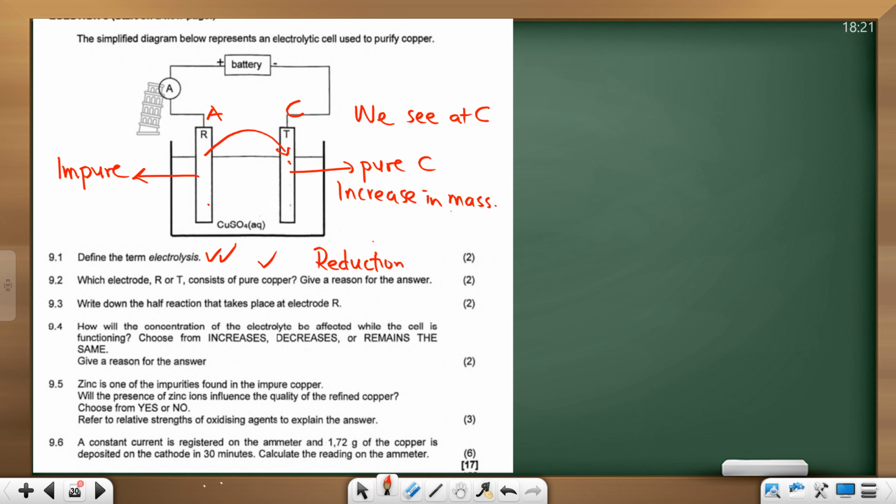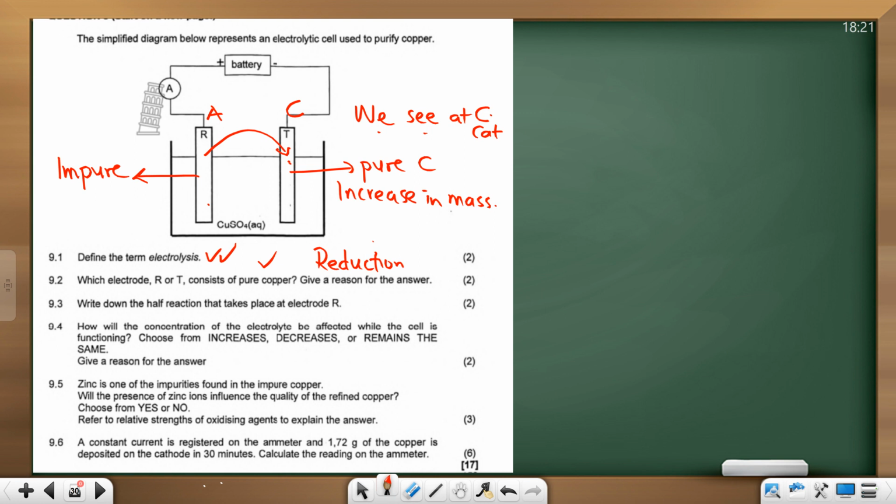See the pure one here. We see at C. This C represents what? The cathode. I want to electroplate a ring. I want to see silver on the ring. We see at C. We see at the cathode. So anything you want to electroplate must go to the cathode.